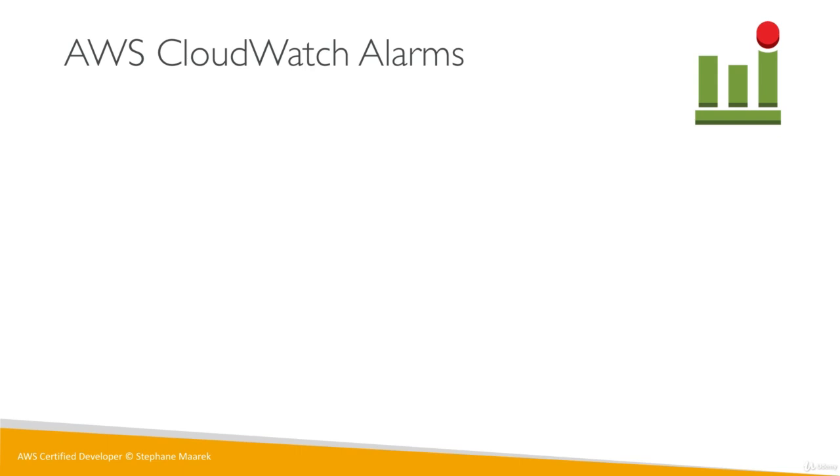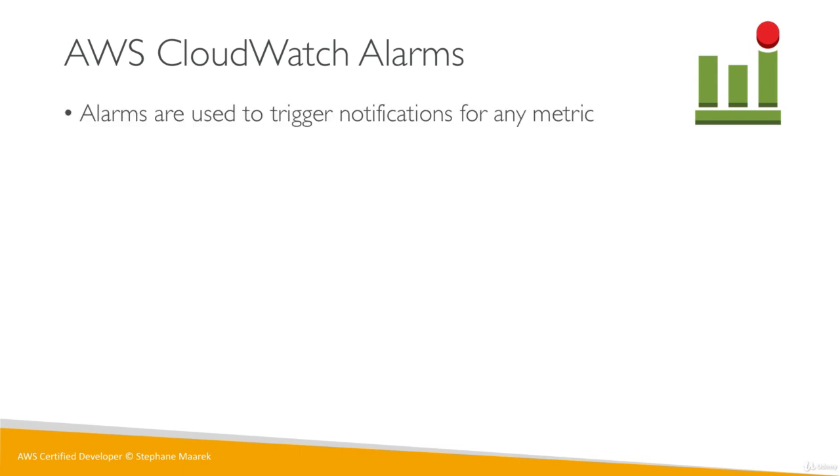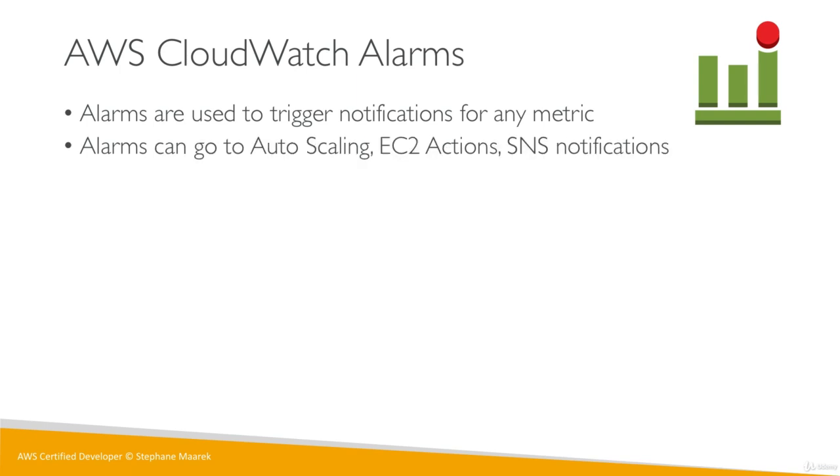Okay, let's talk about CloudWatch alarms. Alarms are going to be used to trigger notifications from any metric. So we've already touched on alarms when we were working with autoscaling groups. Alarms can be attached to autoscaling groups. They can be attached to EC2 actions or SNS notifications. So you can use alarms to modularize your whole AWS.